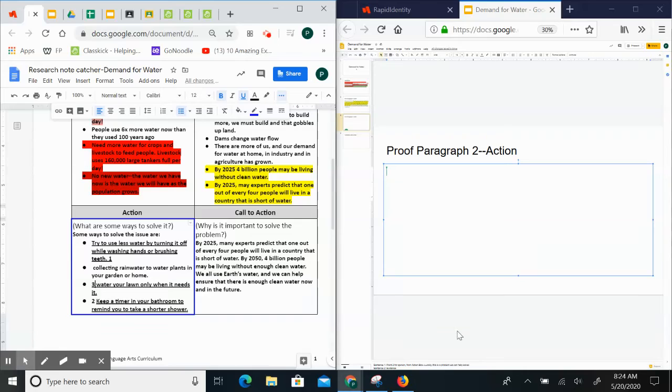All right, guys, so we've already written our first two paragraphs. Our introduction, what the problem is. Our first proof paragraph, like why it's a problem, right? We had a lot of facts. You picked three. Each of those two paragraphs have 5 sentences. This one's going to have 5 sentences too.